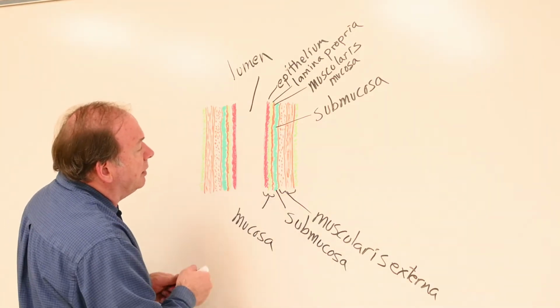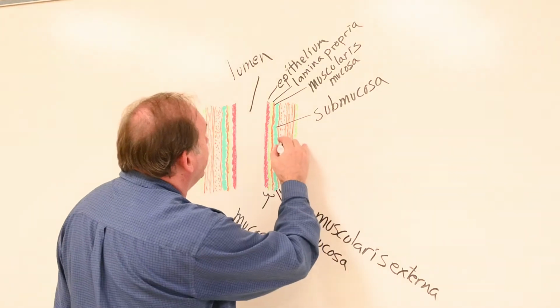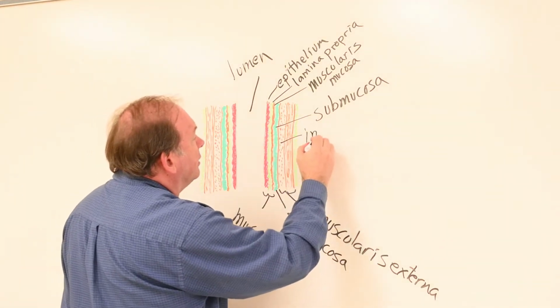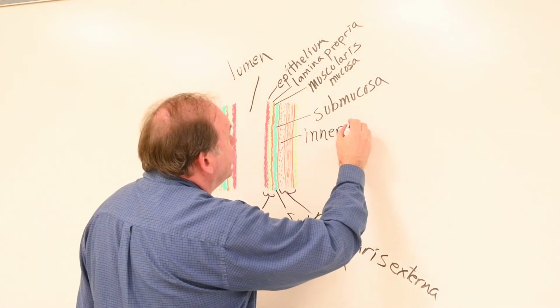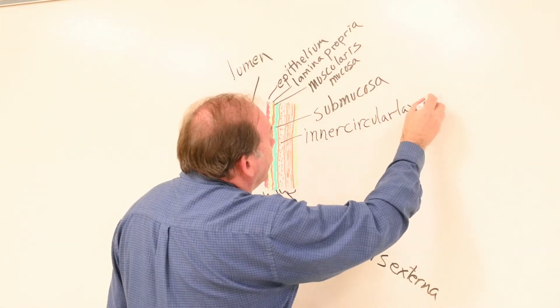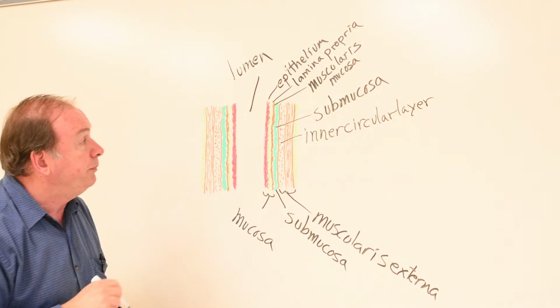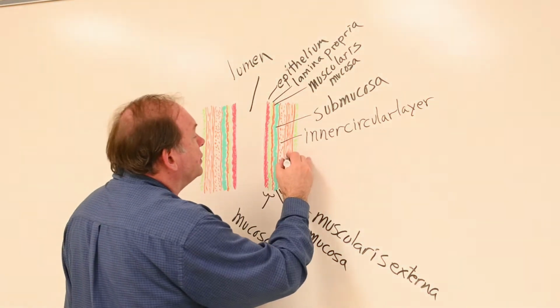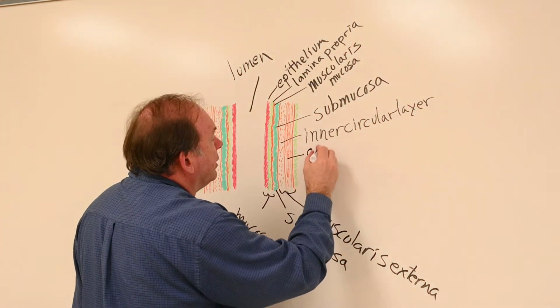But there are 2 layers of the muscularis externa. There's an inner circular layer of the muscularis externa, and then there's an outer longitudinal layer.